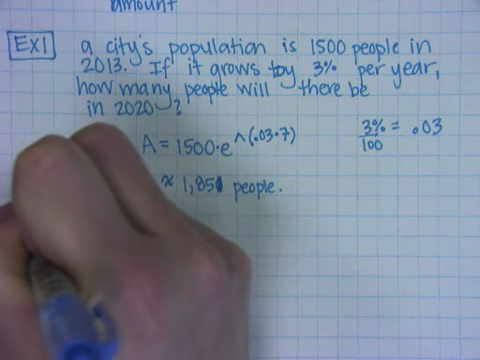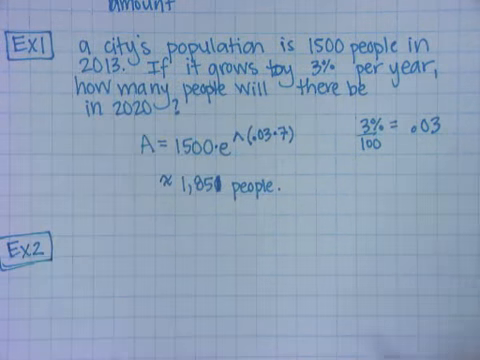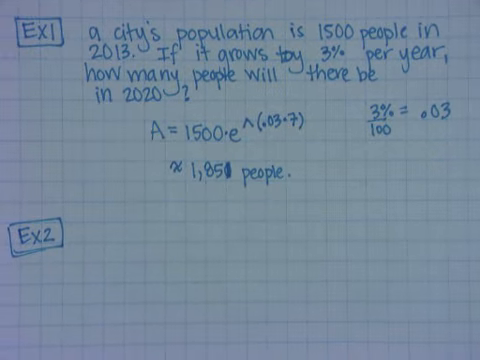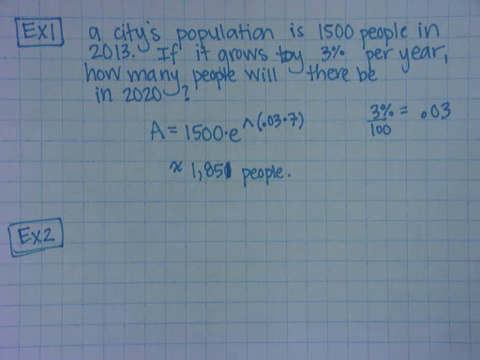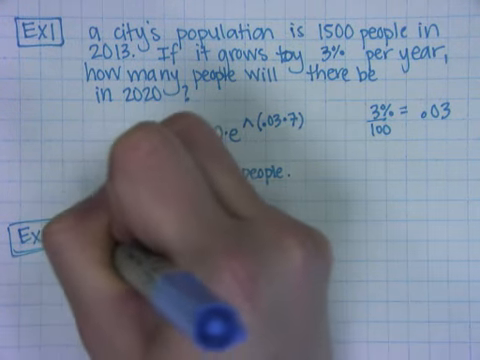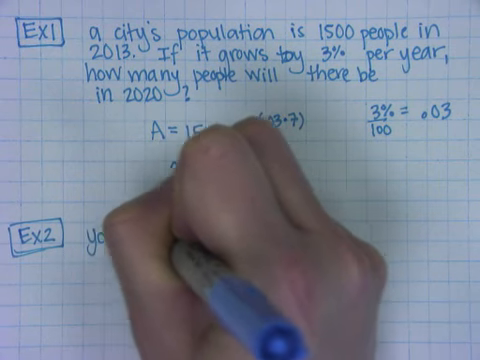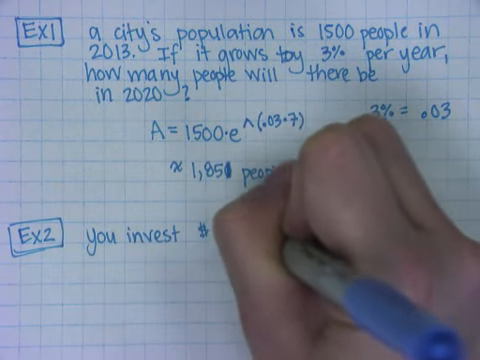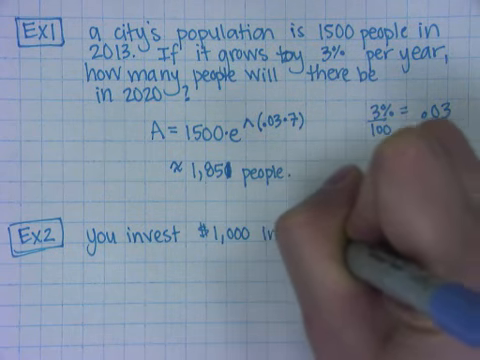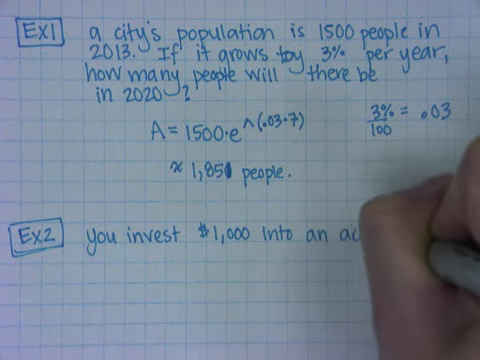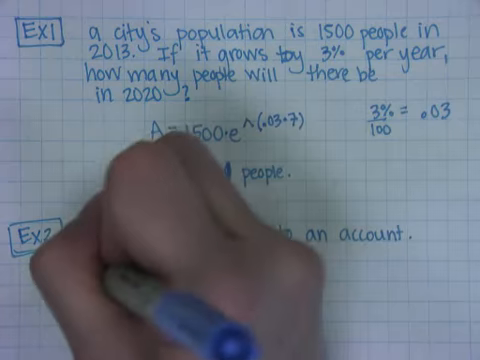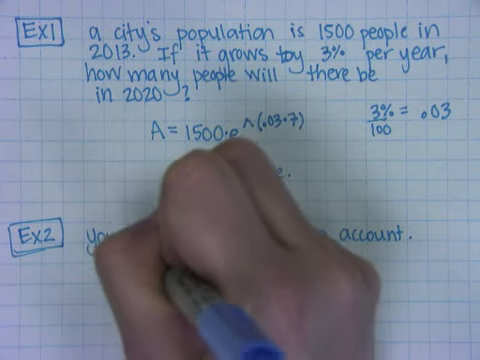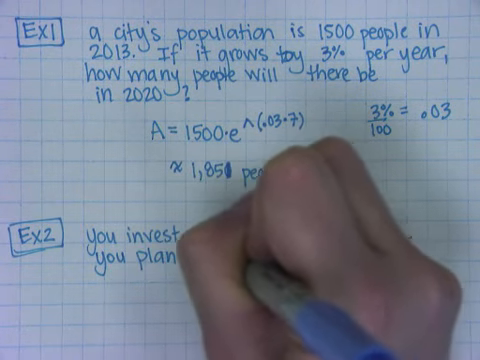All right, so the only other example we're doing, guys, this is our last example, and then I'm going to let you go on your homework. So you invest $1,000 into an account. You plan on leaving it there.